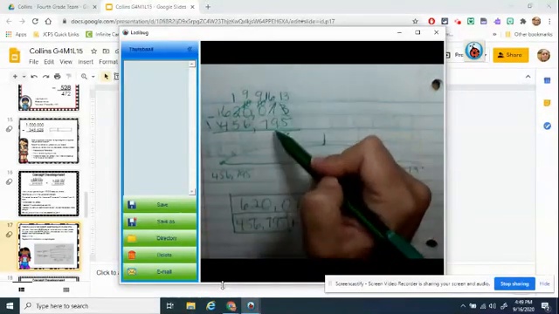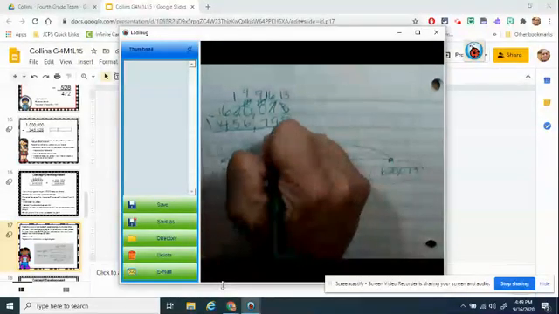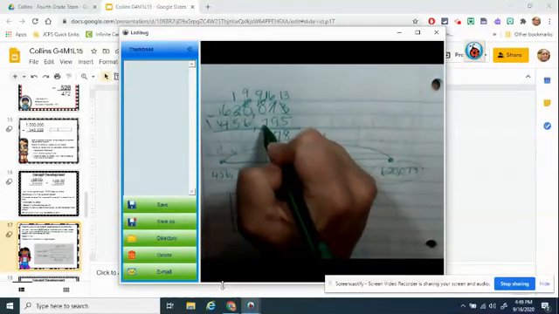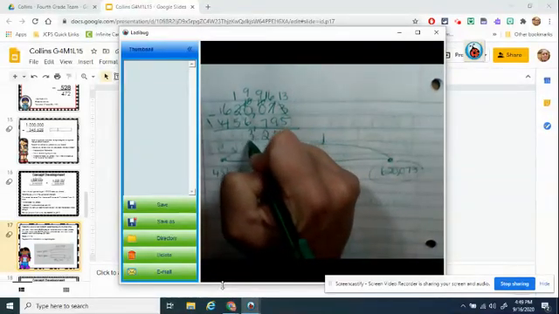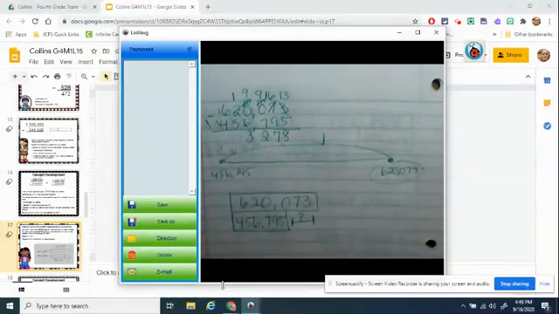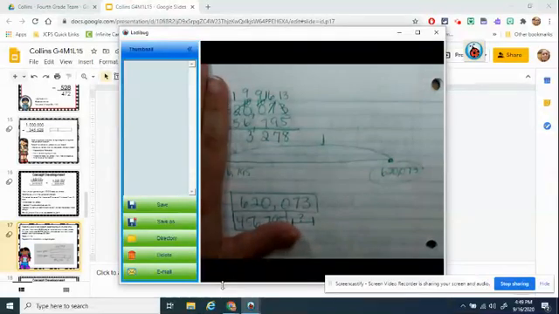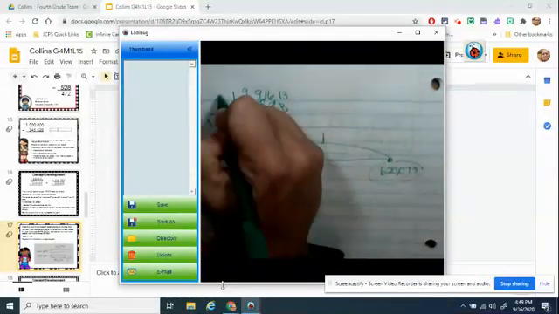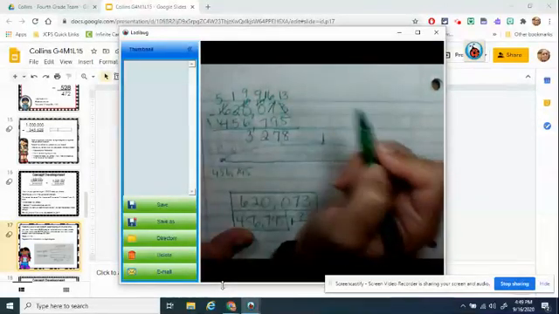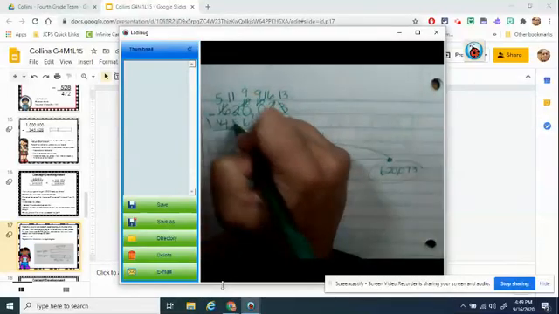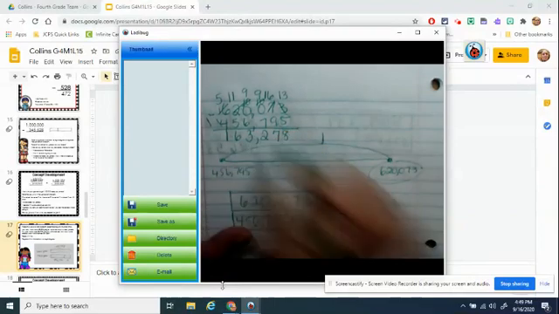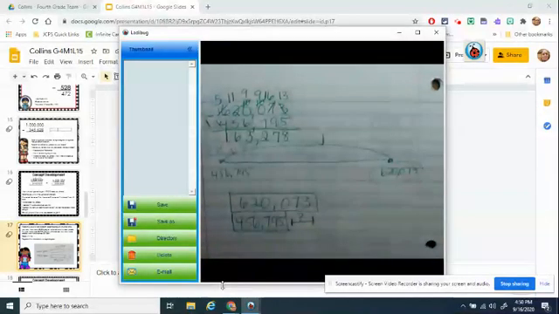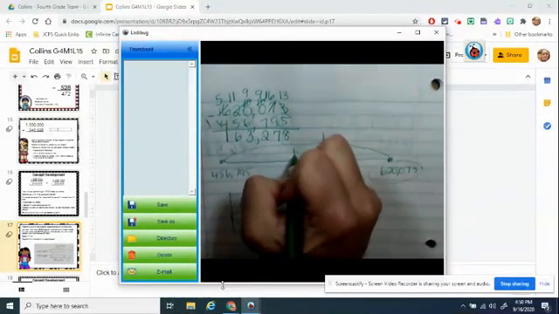Okay, 16 minus 9 is going to be 7. 9 minus 7 is going to be 2. 9 minus 6 is going to be 3. Now I have 1 minus 5. I can't do 1 minus 5. I need to come over here to my 6. This is now a 5. Move over the 10. 11 minus 5 is 6. 5 minus 4 is 1. I have 163,278.